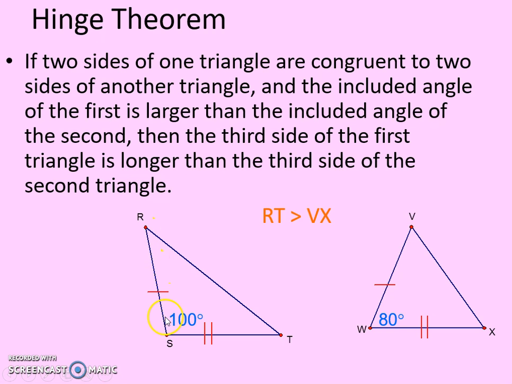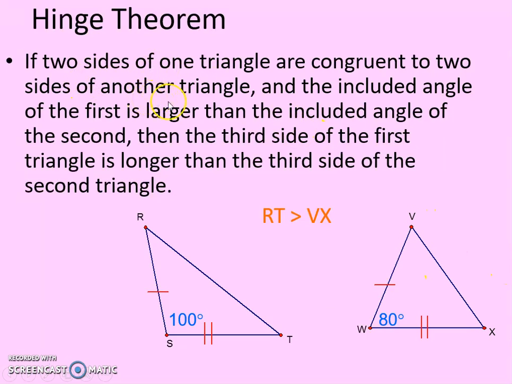So this side right here, RS, is congruent to VW right here. See the marks? And then on the bottom, ST is congruent to WX. You see the marks? And then the angle between these two congruent sides, if this angle is bigger than this angle, that means the third side right here is bigger than this side. Only if this angle is bigger than this. So you're going to write the inequality: RT is greater than VX.